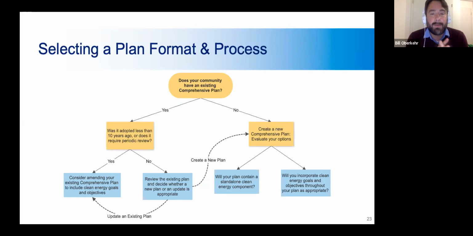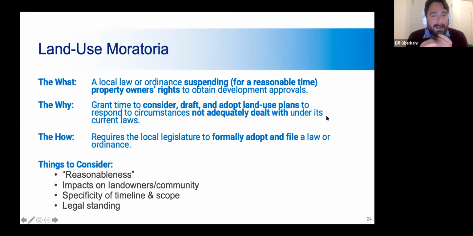So selecting a plan format and process. I'm not gonna belabor the image here. All of the roads lead to, you probably need to either revisit or build a comprehensive plan from scratch, and you should probably include clean energy in it. It is a fun decision tree. I just find it hard to describe out loud. I've tried a few times, but pretty clear there.